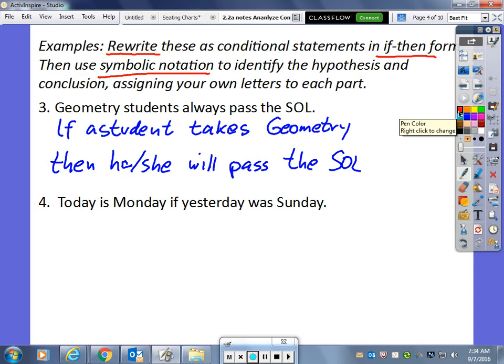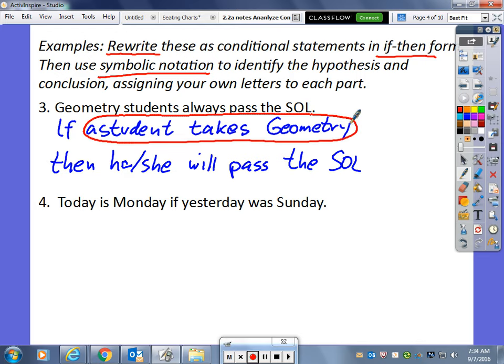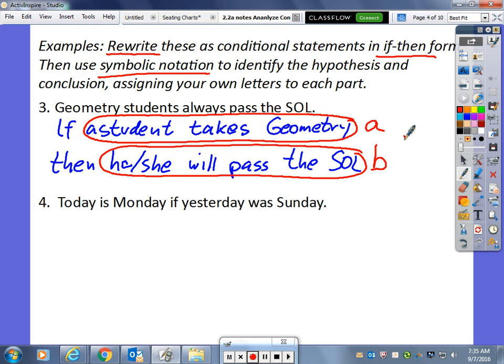So again, we're going to mark our hypothesis: a student takes geometry, and let's use the letter A for our hypothesis this time. And the conclusion is he or she will pass the SOL. For our conclusion, we're going to use the next letter in the alphabet, that's the letter B. And in symbolic form, we can now write our conditional statement: A, arrow, B.